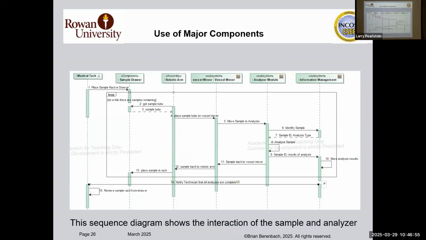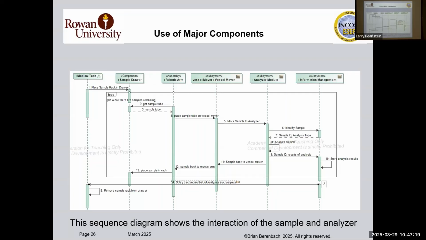So here we go. Everybody recognize this? This is a sequence diagram. This is in both SysML and UML. It's a sequence diagram. So what happens is, vertically, here, you have the equipment or the people, what's doing the work, and so you can see who's doing what.